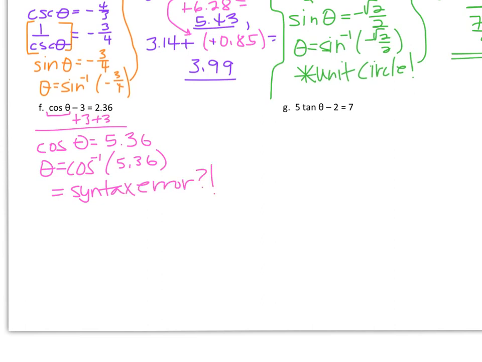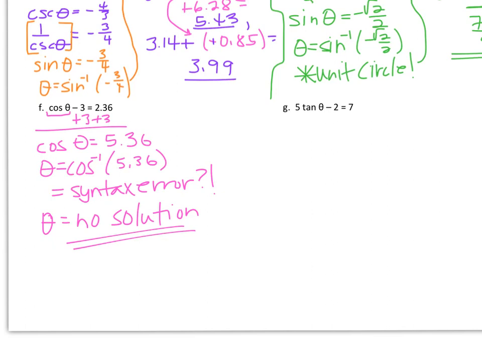If we think about the cosine values on the unit circle, remember cosine was the x-coordinate. On the right-hand side of the circle, the biggest value cosine could equal was positive 1. Well, we're trying to figure out when does cosine equal 5.36, not even close to being on the unit circle. Therefore, this kind of problem would have no solution for theta. And this rule is true for both sine and cosine. They can't have values that are bigger than positive 1 or smaller than negative 1. Tangent, however, can be anything.